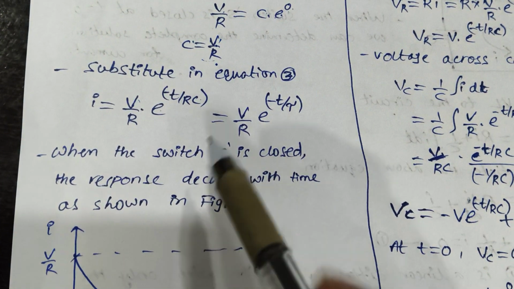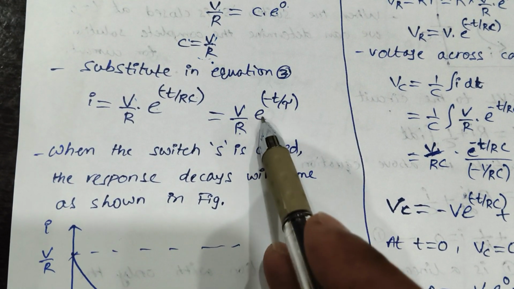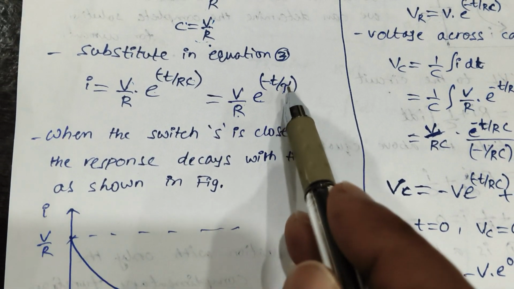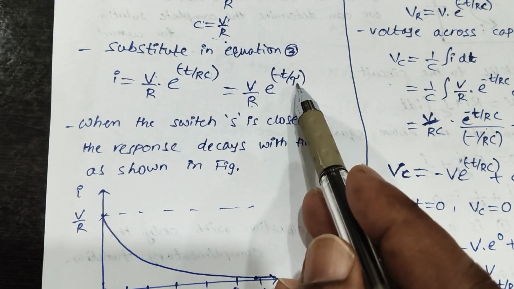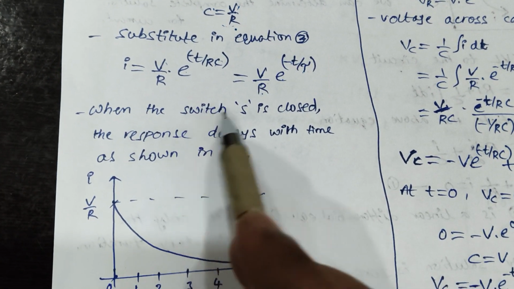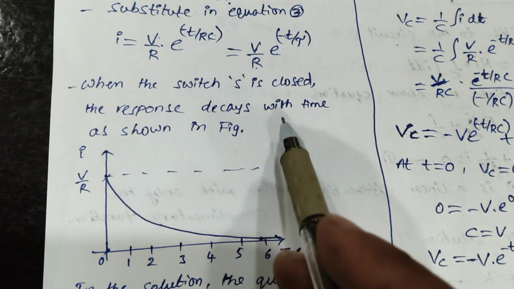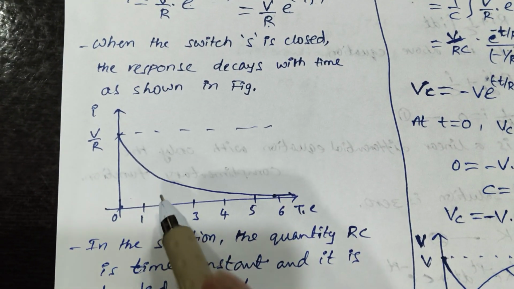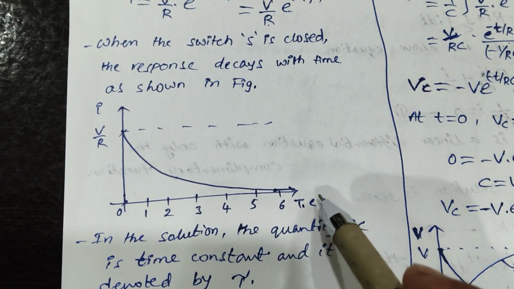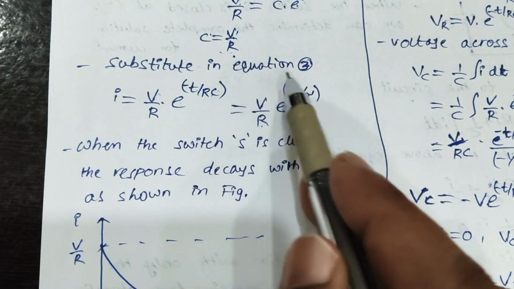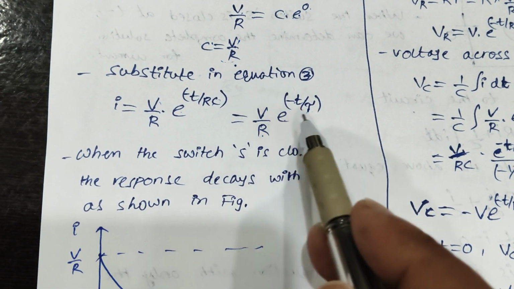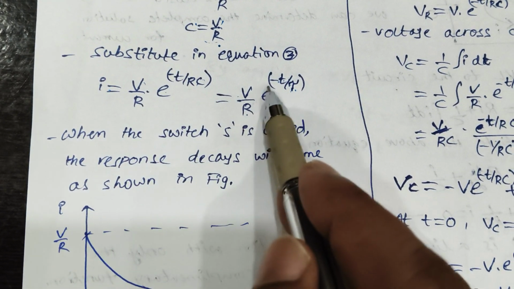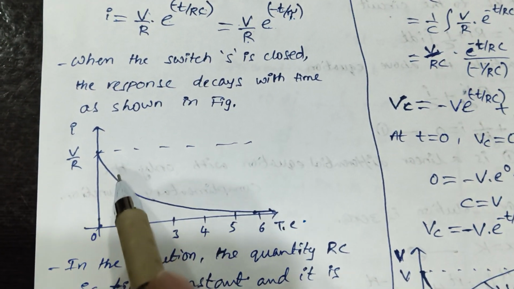So here I can rewrite the same equation as V by R into e power minus t by tau. This denominator RC I am considering as the time constant. We'll see how the response changes as the time constant changes. When the switch S is closed, the response decays with time as shown in this figure. In the figure, on the y-axis is current and on the x-axis is time in terms of the time constant. If you replace t with tau, 2 tau, 3 tau, 4 tau, 5 tau, that's what we'll observe here: how the current response decays.